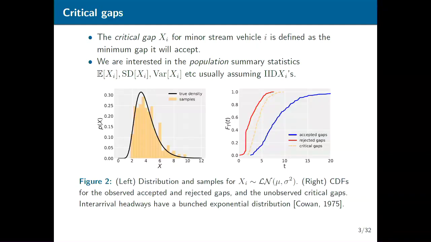And just to give you an idea of what a data set looks like, this is a simulated data set where the inter-arrival headway is simulated with what's called a bunched exponential distribution, which is supposed to be a little bit more realistic than a Poisson process. It assumes a portion of vehicles are bunched in the sense that they travel very closely to one another in a platoon, so the gaps between them are generally too small to be accepted.